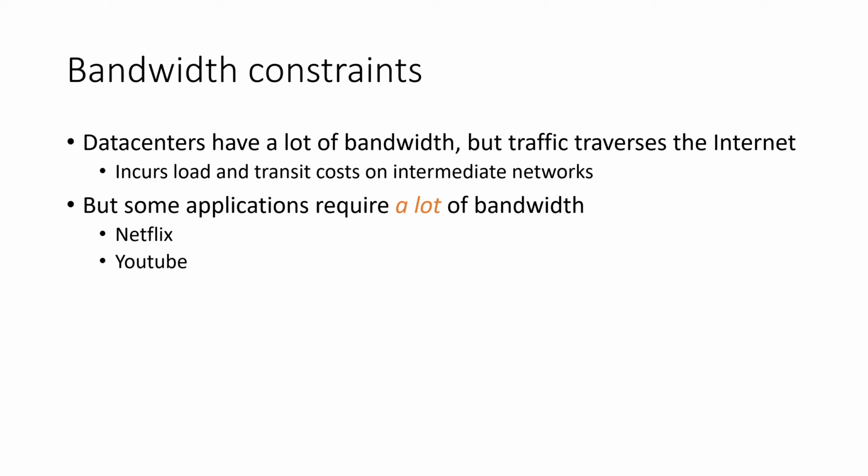And the incurred latency is not the only problem that we have when we transit through the internet to reach a data center. So data centers have lots of bandwidth, so they can serve a lot of traffic, but this traffic traverses the internet, and it incurs transit costs on intermediate networks. And these intermediate networks might not be willing to pay for very high transit costs. For example, some applications require a lot of bandwidth, like Netflix and YouTube. So for these applications, transiting all of the data from the data center to millions of clients might be very expensive. And these transit costs are actually one of the problems related to net neutrality.